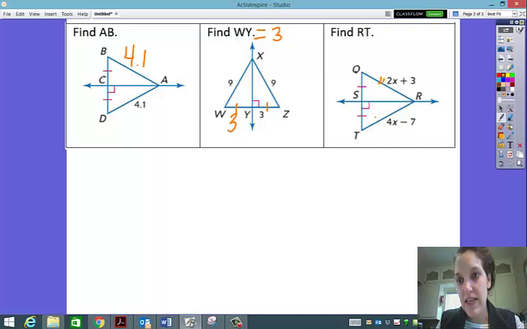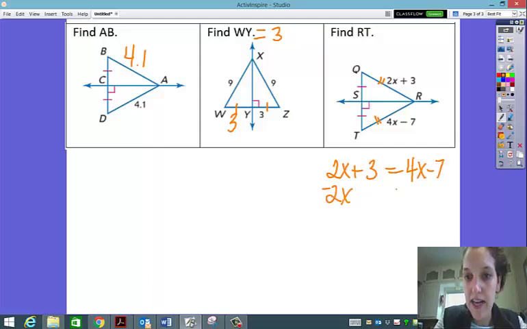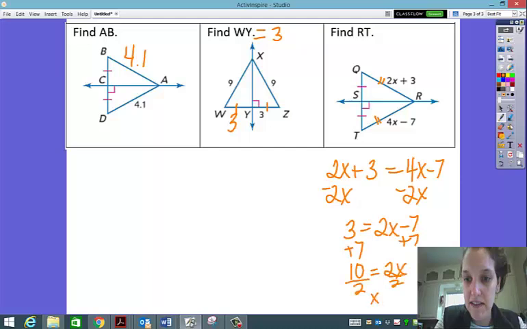Then it asks me to find RT. So you got to read the problem. It says find RT. I got to plug that back in. 4 times 5 is 20. 20 minus 7 is 13. So RT is 13. And I can double check that by plugging 5 also into QR. 2 times 5 is 10. 10 plus 3 is 13. Check.